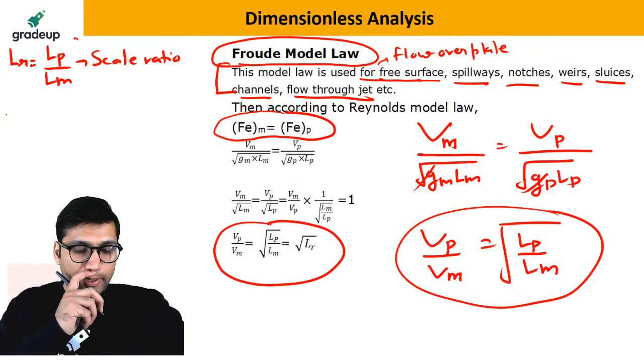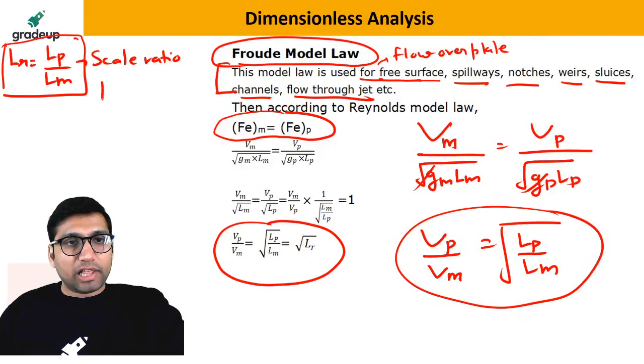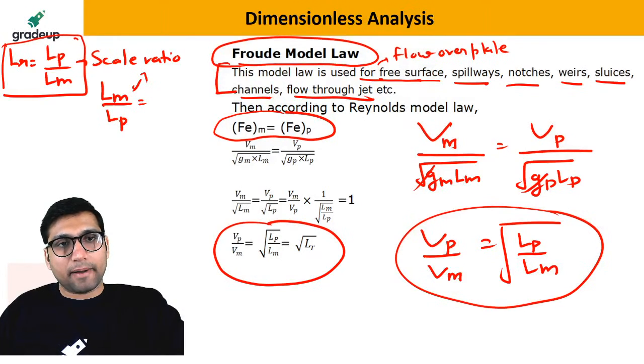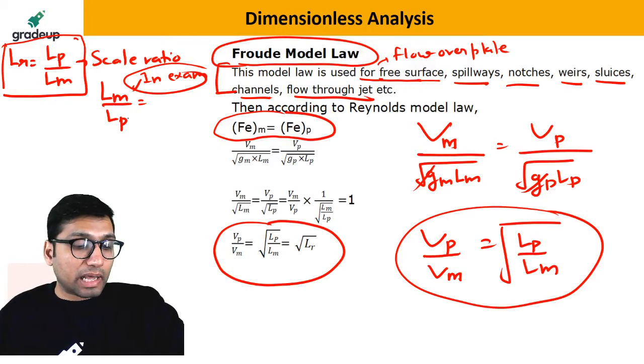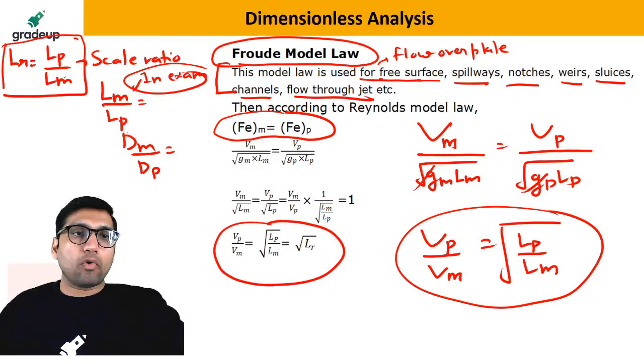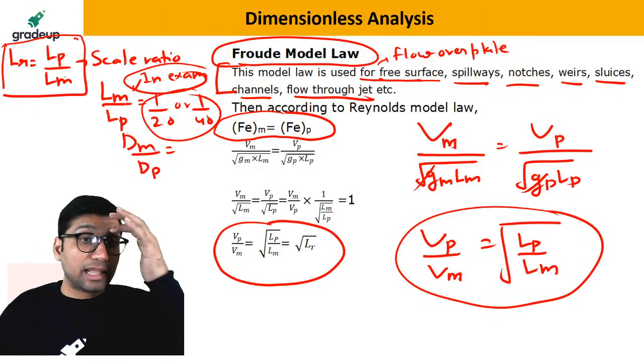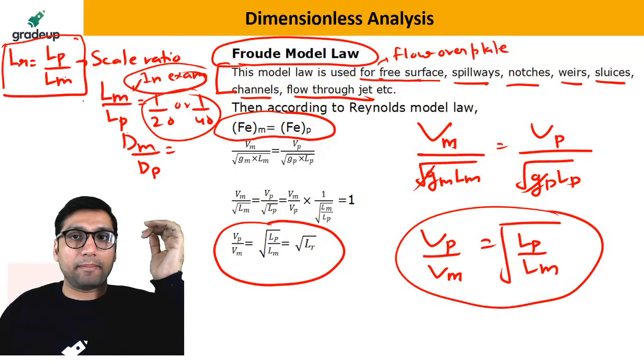What I'm going to tell you here is very important. In your question, they will give you the value of the length of model by prototype. In the exam, they will give you the length of the model by prototype or the diameter of the model by prototype. Okay. So what you have to do, you have to convert that into Lp by Lm. They will give you something like 1 by 20 or 1 by 40. So you have to understand this is the length of model by prototype, not Lp by Lm.